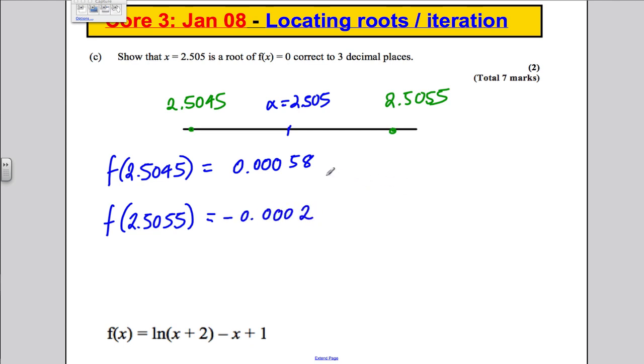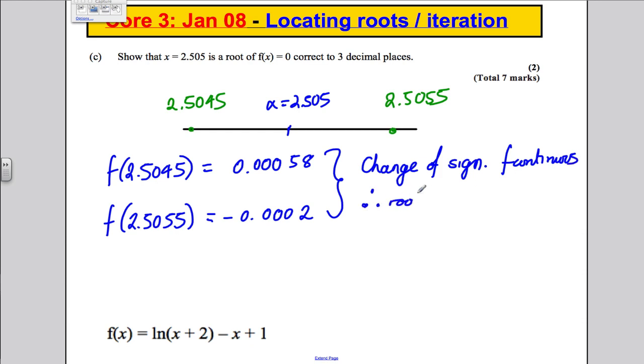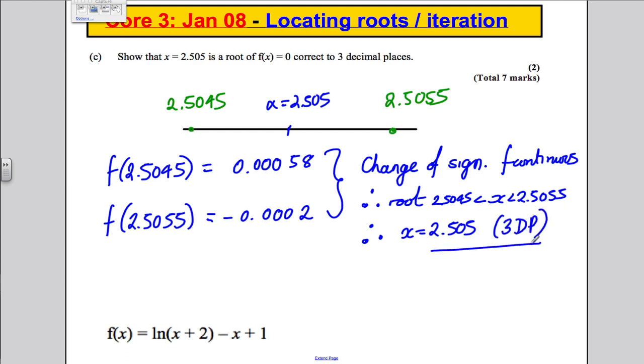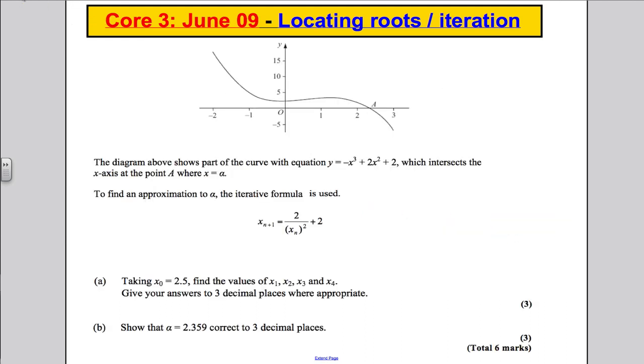Therefore, we can say change of sign, f continuous, therefore root x is between 2.5055 and 2.5045. Therefore, to 3dp, x equals 2.505 is correct to 3dp. And we're done. Okay, next question. Pause the video, have a go.